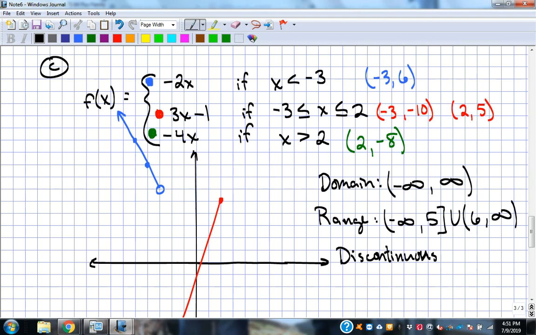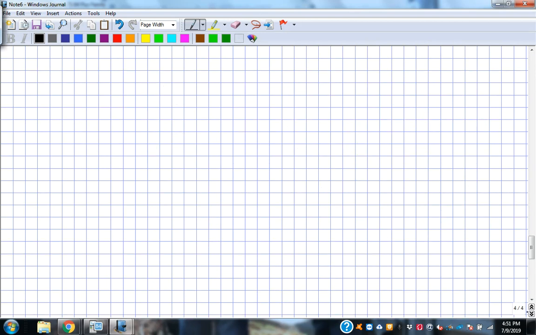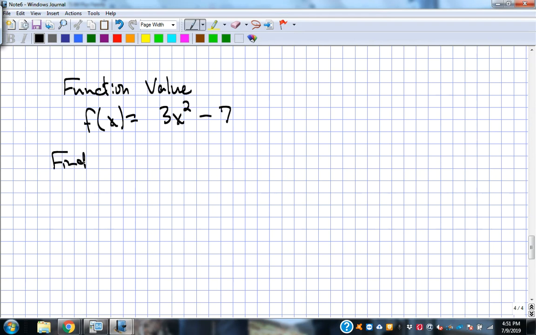All right, the last thing for this particular section is the easiest thing in this section. Function value, and function value with piecewise defined functions. Y'all remember doing function value? We'll do a review problem first. So let's say we had f of x is equal to 3x squared minus 7. And they said find f of 2. That was function value. So this will be example D.